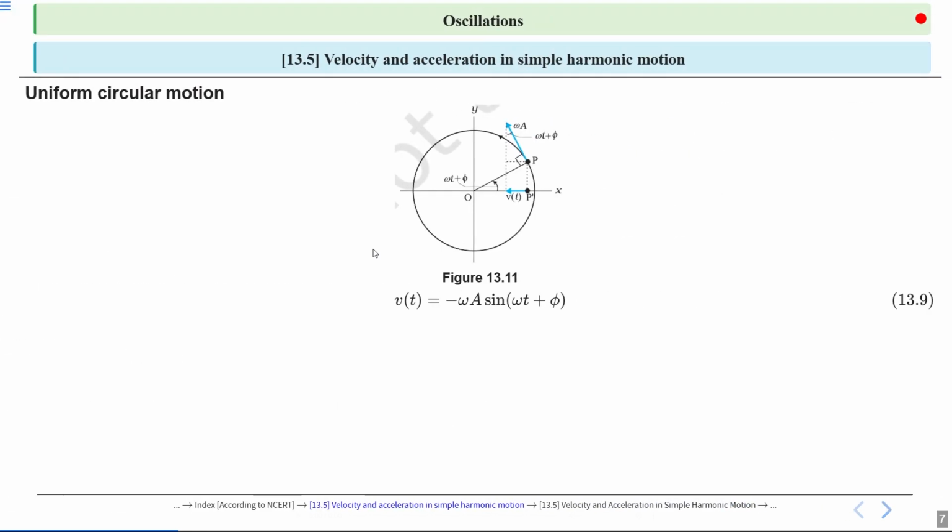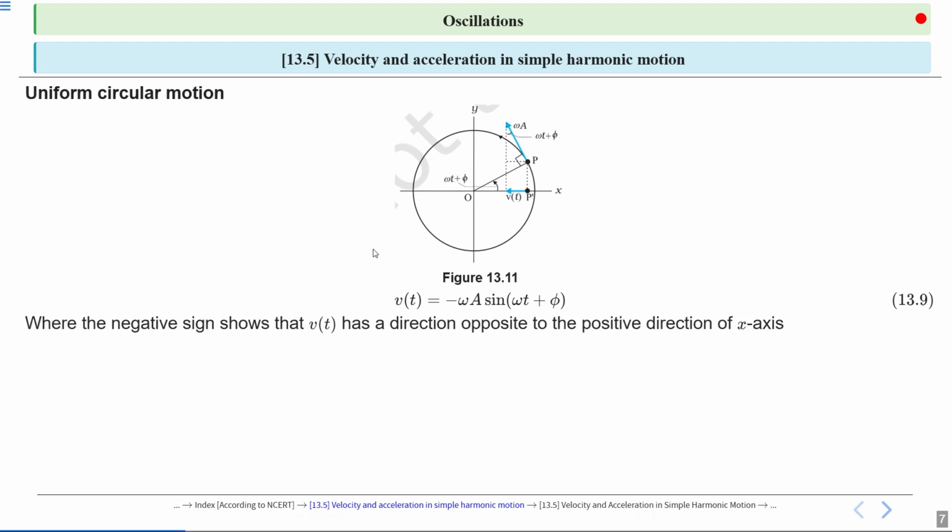So the equation v of t is equal to minus omega A sine omega t plus phi gives the velocity of the particle at any time t, where the negative sign tells us that the direction of velocity is opposite to the positive x-axis at certain points in the motion. This is important because velocity is a vector. It has both magnitude and direction. For example, when the particle moves to the left of the equilibrium position, its velocity points in the negative x direction.